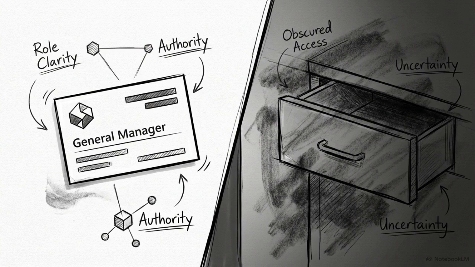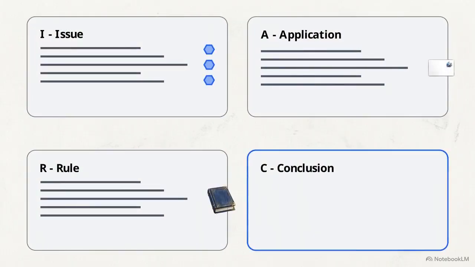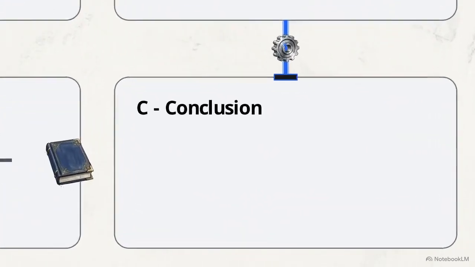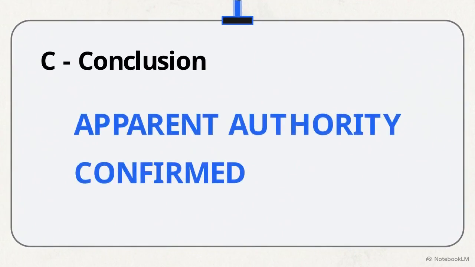An agent violating a private internal limit does not legally erase the public manifestation of their authority. We arrive at the final stage of the IRAC engine, the conclusion. In legal analysis, the conclusion is not an opinion. It is the inevitable, mechanical output dictated by the application phase. The answer to our initial issue is definitive. Yes, Sarah Jenkins possessed apparent authority when she executed the truck purchase.